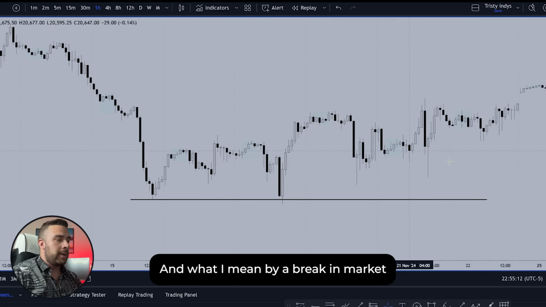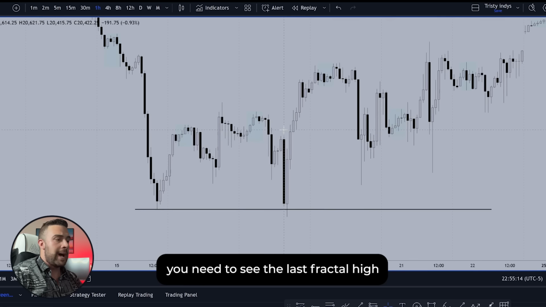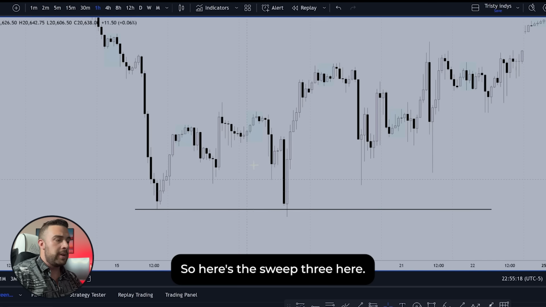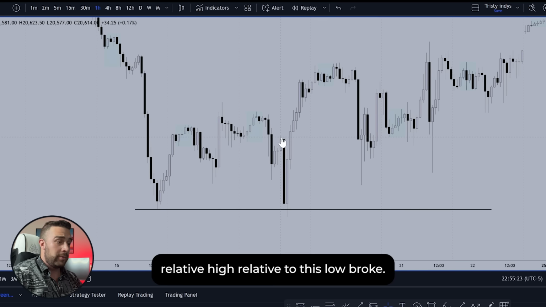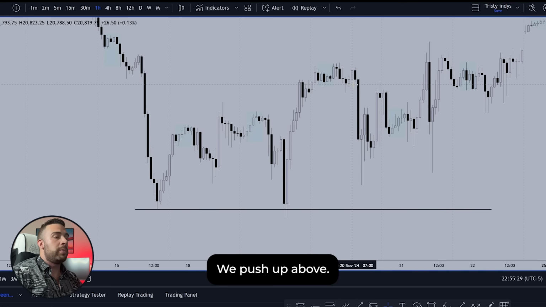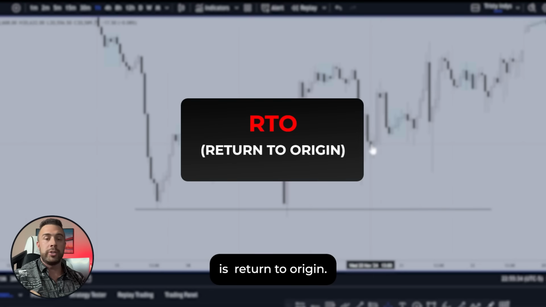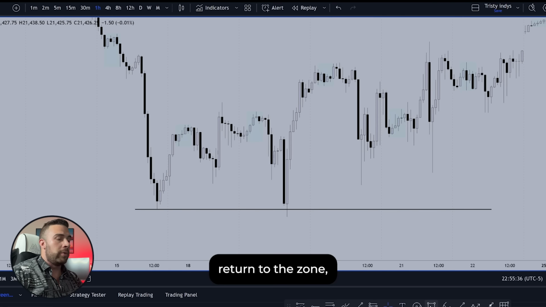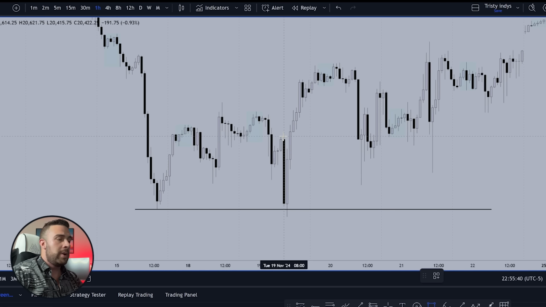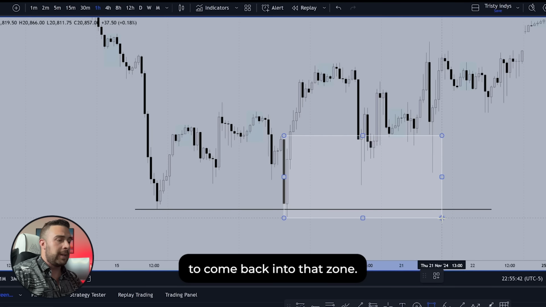A break in market structure means you need to see the last fractal high relative to the low broken. Here's the sweep right here. This is a 12-hour sweep. You need to see the relative high broken, so you can see we break structure right here. We push up above, and this is your RTO. RTO stands for return to origin. You're going to look for a return to the zone, the down candle that led to the up move, and you want price to come back into that zone.